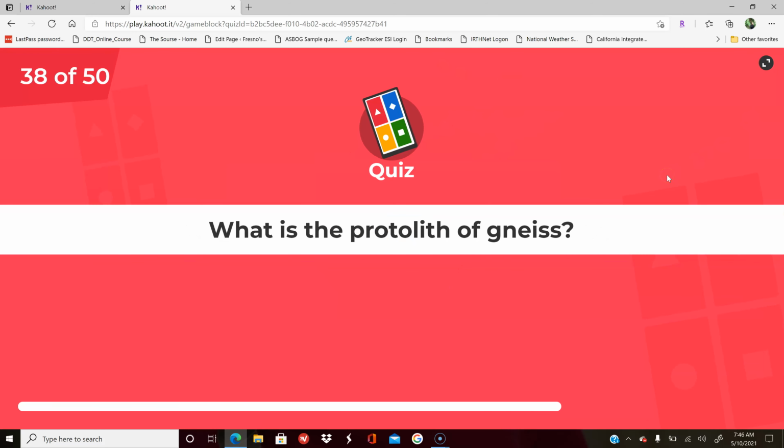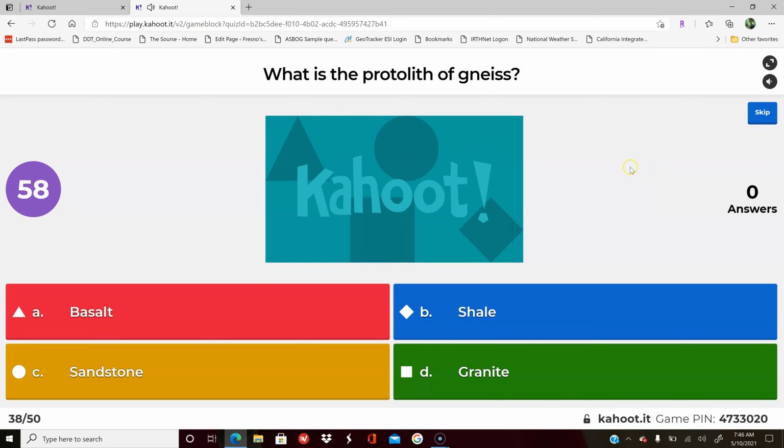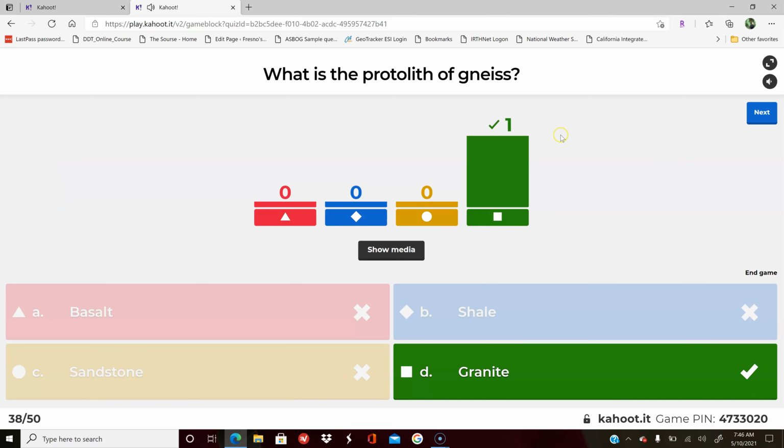What is the protolith of gneiss? So what's the parent rock of gneiss? Is it basalt, shale, sandstone, or granite? That would be granite. So granite is the black and white speckled rock. And if you apply heat and pressure, it takes all those black and white minerals and aligns them parallel to each other and makes it look like the black and white banding that you see in a gneiss. So they look similar, but a gneiss is an organized granite.